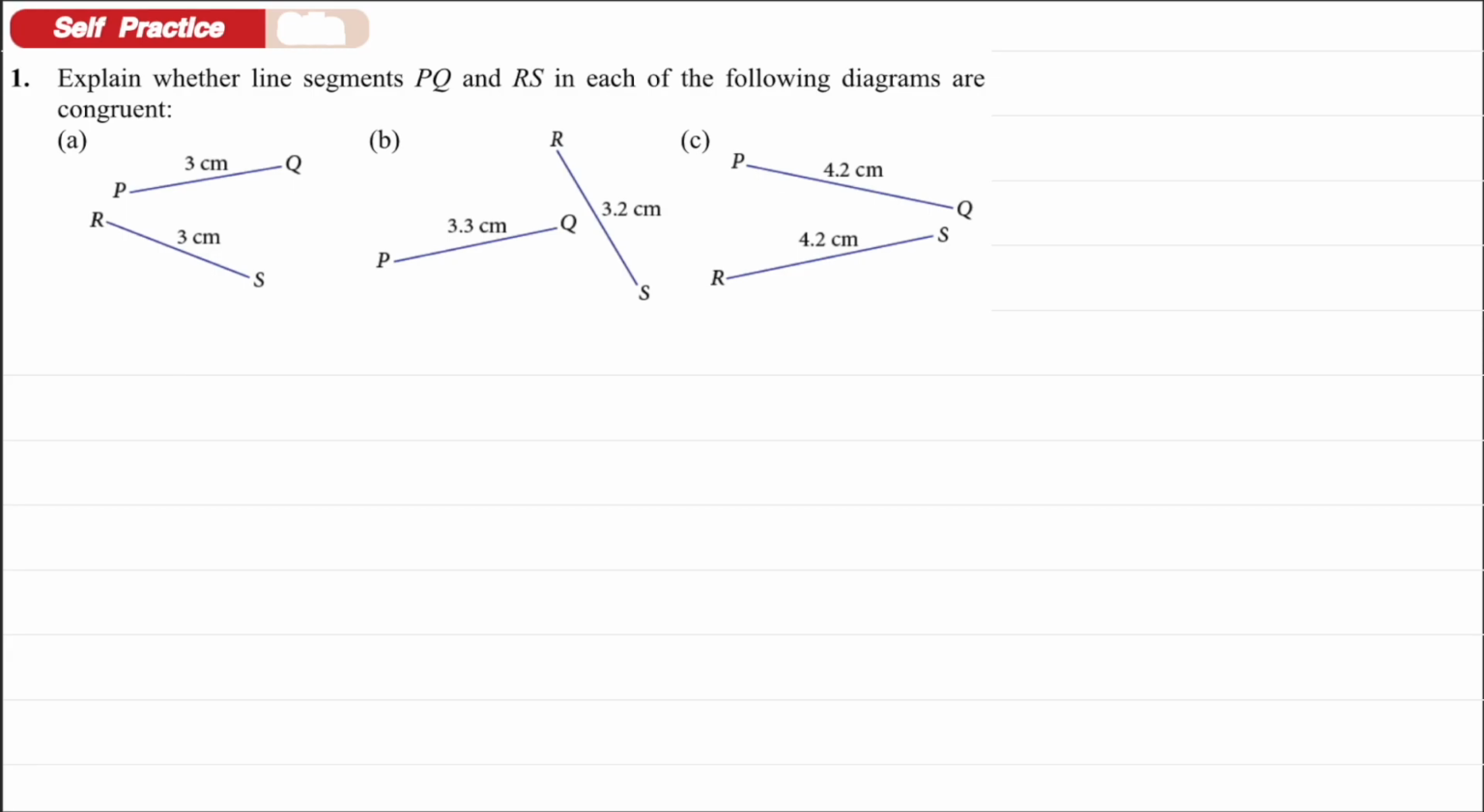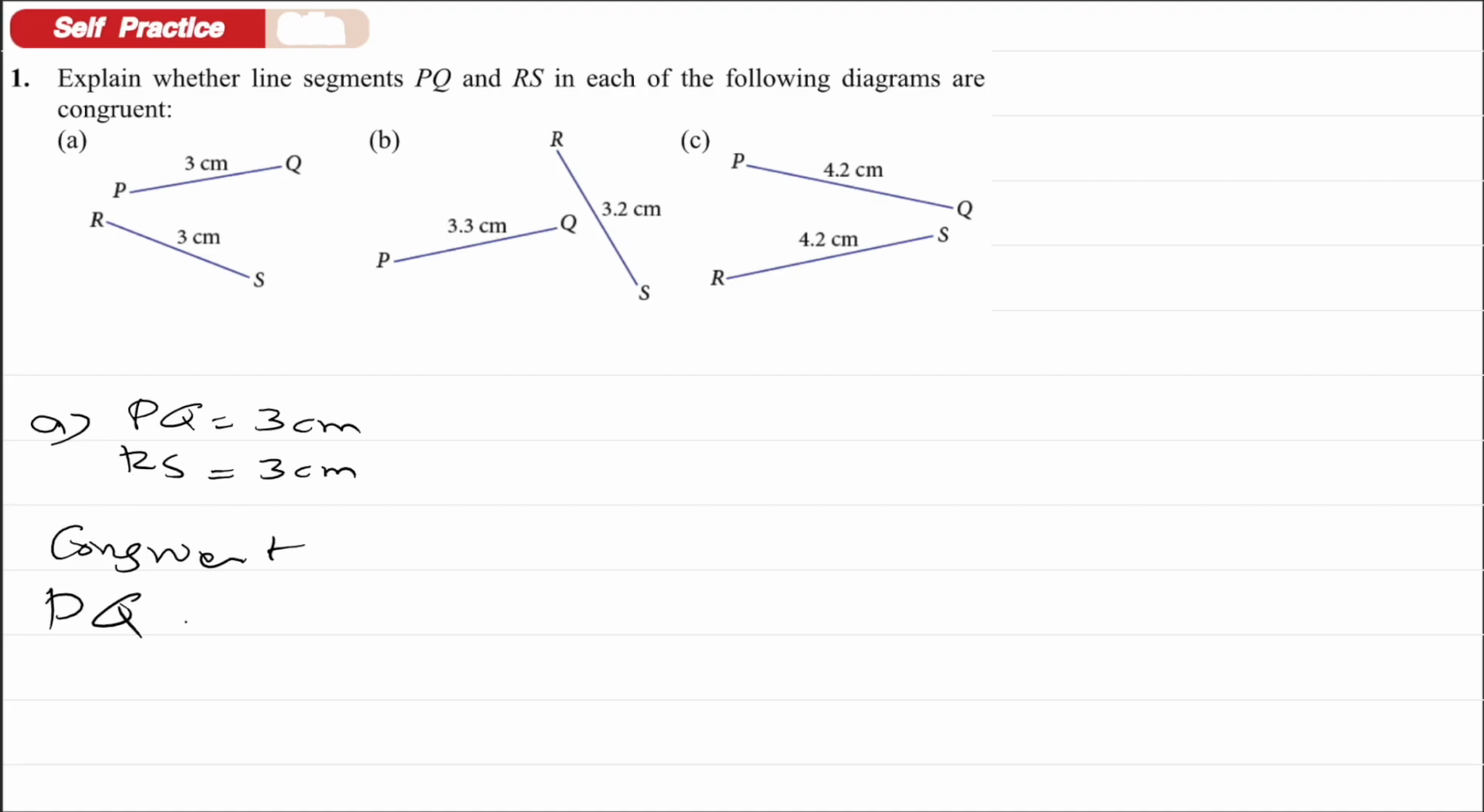Dia suruh explain whether line segments PQ and RS in each of the following diagrams are congruent. So, tengoklah satu-satu. So, kalau untuk A tu, kamu ada PQ 3 cm. Tulislah PQ 3 cm. RS is also 3 cm. So, bila kamu ada sepasang line segment yang ada length yang sama, kita panggil dia congruent lah. So, ini congruent. Disuruh explain kan, next kita boleh tulis PQ sama dengan RS, measurement dia.